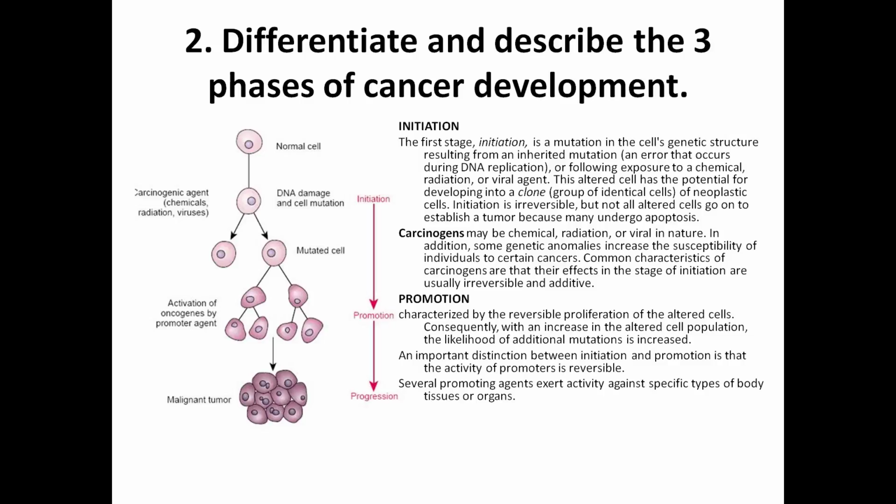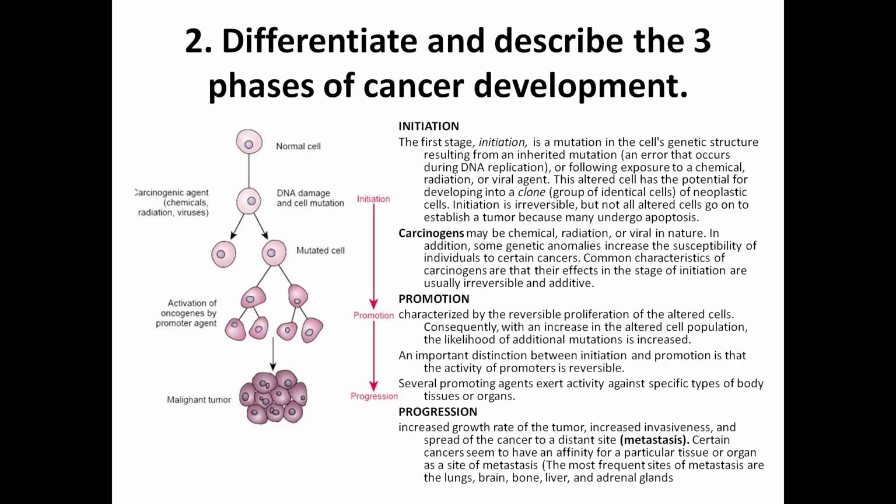For example, cigarette smoking is a promoting agent in bronchogenic carcinoma, and in conjunction with alcohol intake, it promotes esophageal and bladder cancers. Some carcinogens, complete carcinogens, are capable of both initiating and promoting the development of cancer. Cigarette smoke is an example of a complete carcinogen and capable of initiating and promoting cancer.